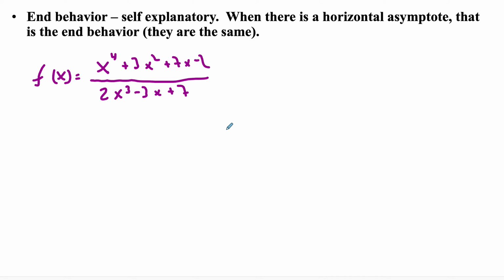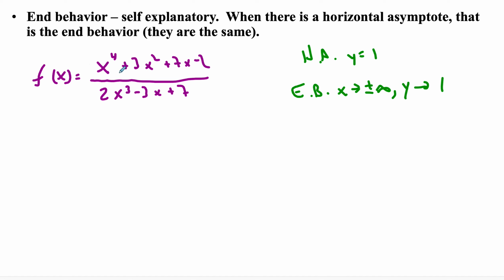End behavior, self-explanatory, right? When there's a horizontal asymptote, the end behaviors are the same. So if you have a horizontal asymptote of, let's say, y equals 1, then you know that the end behavior, EB, get it, is going to be x goes to positive or negative infinity, because we always start that way. y goes to where? 1.